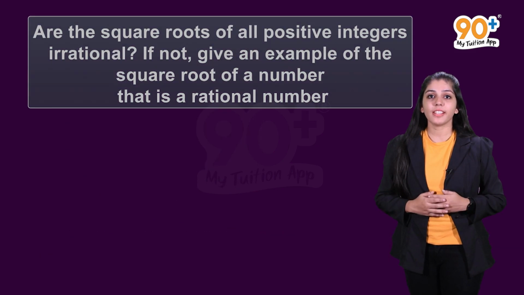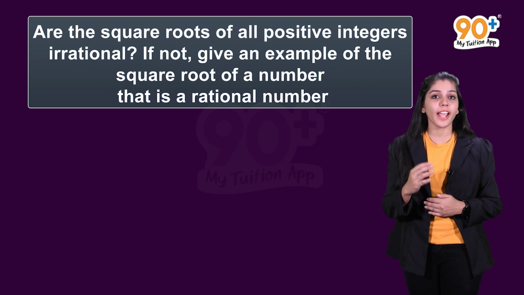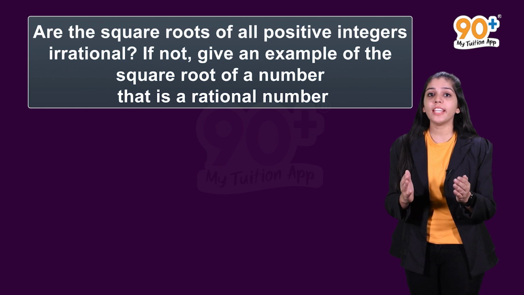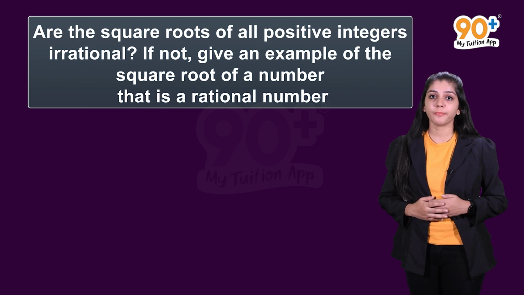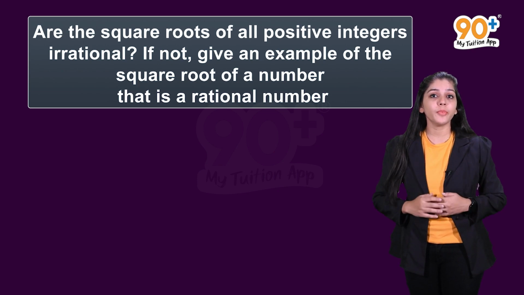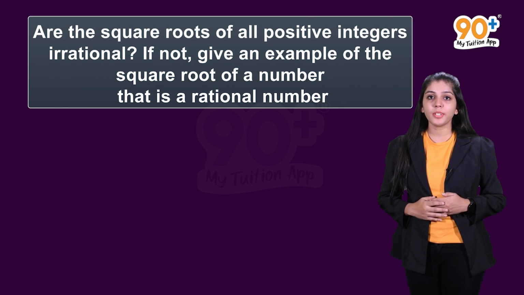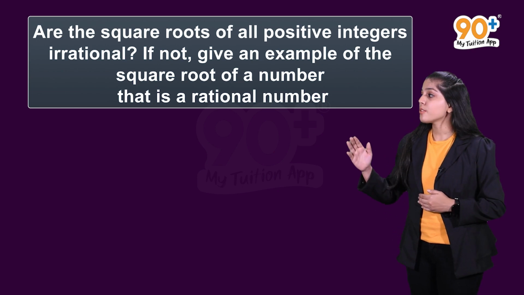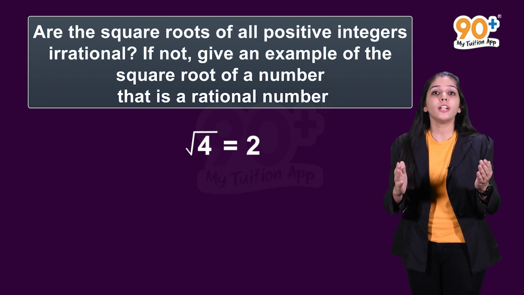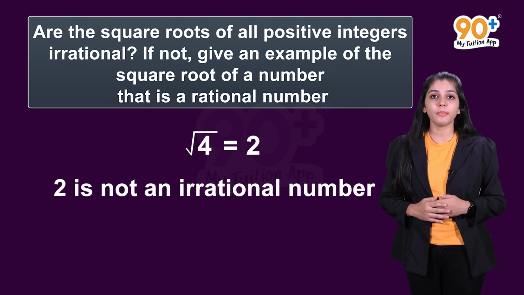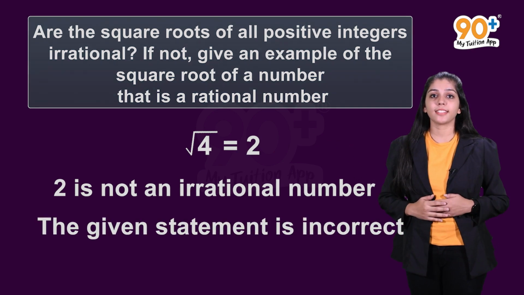Let's see another question. Are the square roots of all positive integers irrational? If not, give an example of a number whose square root is irrational. Students, can you give me an example of a number whose square root is a rational number? Here it is, square root of 4, which is equal to 2, and we know that 2 is not an irrational number. Hence, we can say that the given statement is incorrect.